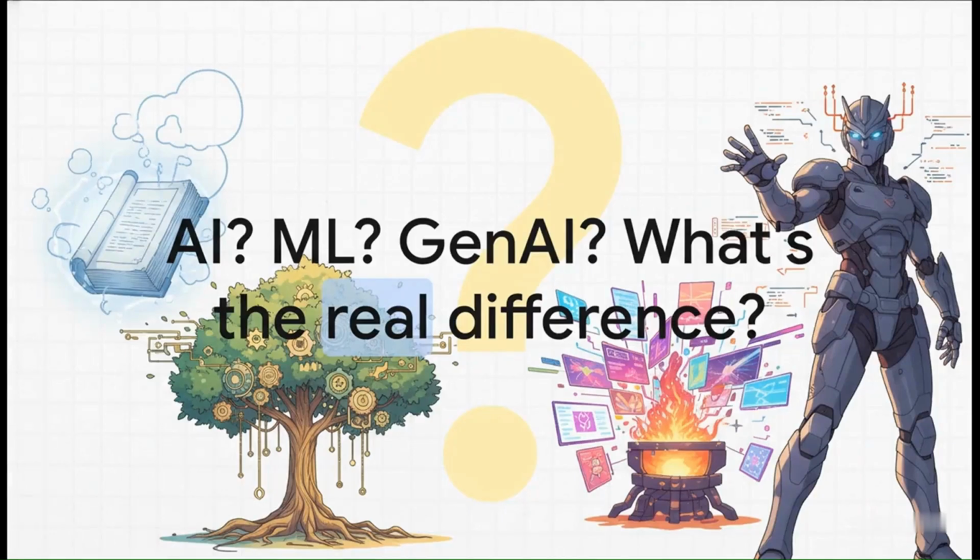Okay, let's just get right into it. It's a total mess of acronyms out there, isn't it? AI, ML, GenAI. It really can feel like alphabet soup. But what if I told you they're all just different generations of the same family? That's what we're going to do. We're going to map it all out so it actually makes sense.